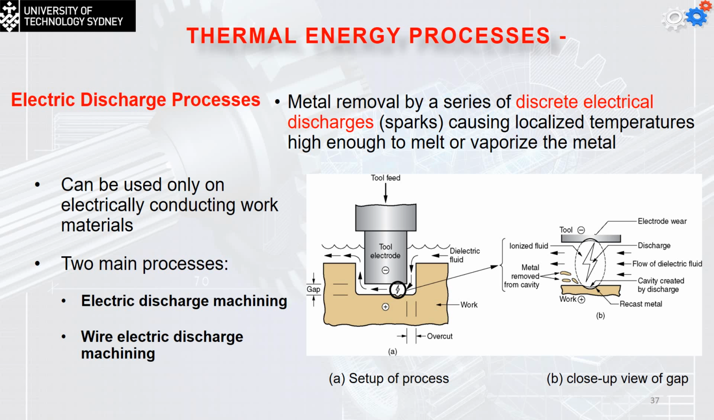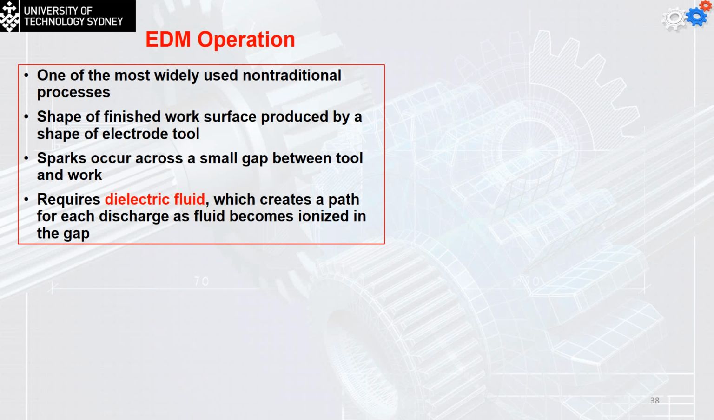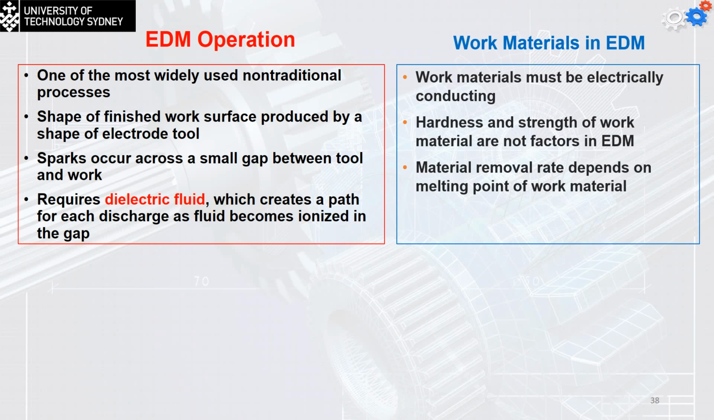It can be used only for electrically conductive work materials, otherwise it's not going to attract the spark. And we have two main processes for that, either the electrical discharge machining or the wire electrical discharge machining. So the EDM operation is one of the most widely used non-traditional processes.